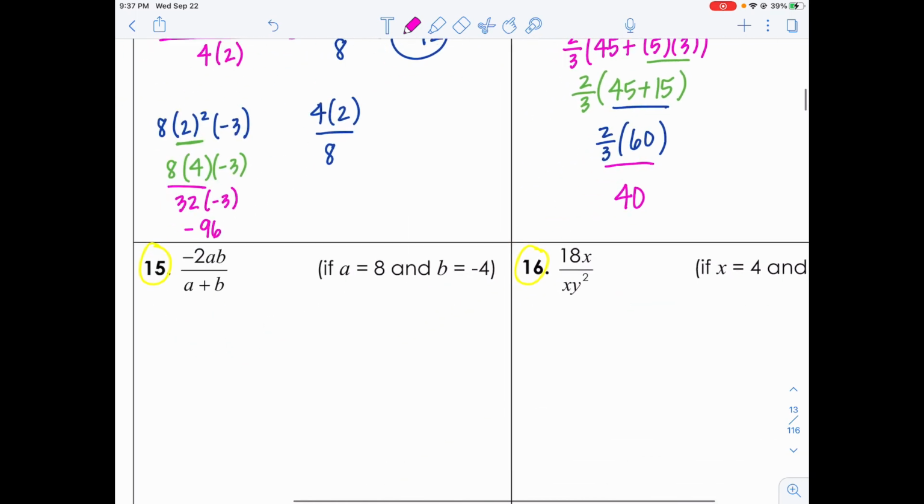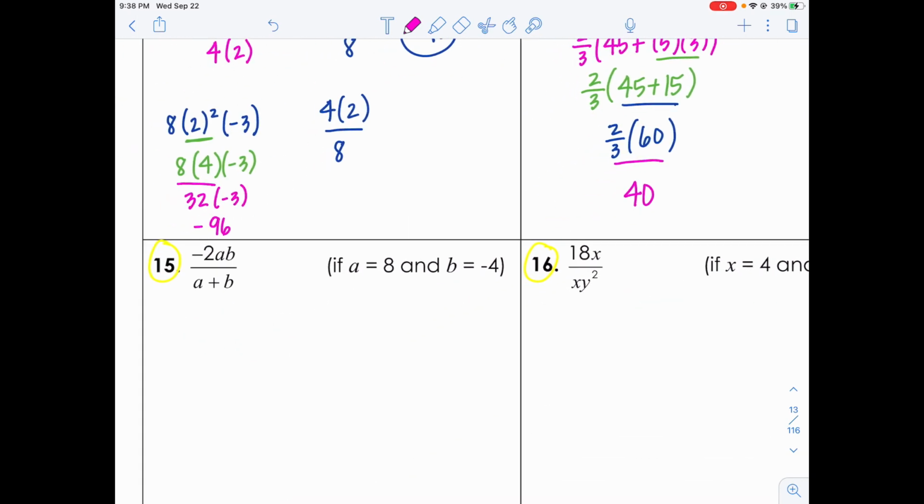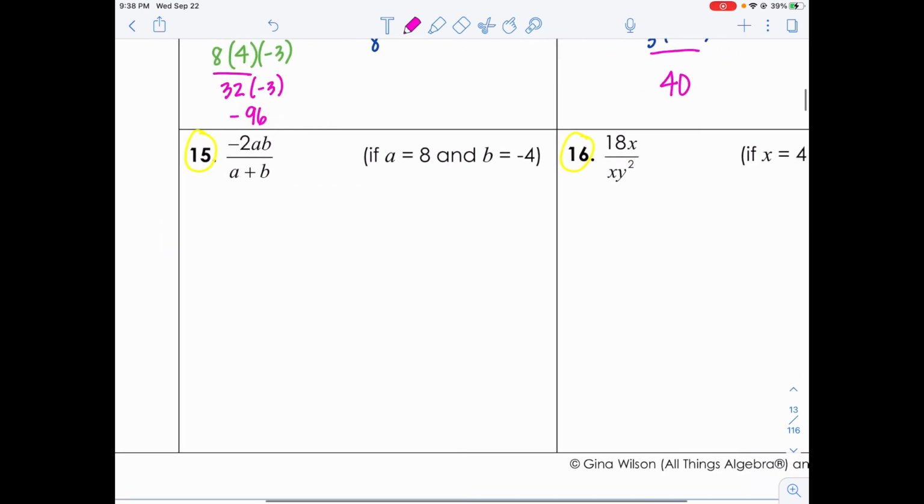Finally, we're going to just do a couple more together, especially with the fraction ones, because these ones are the ones that people tend to miss the most. So we're just going to do them together right now.